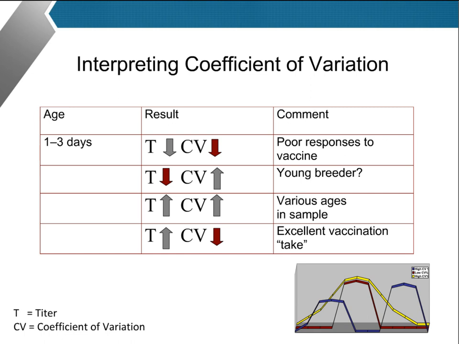And finally, a high titer and a low CV may be indicative of good vaccine take when the titers fall under the expected range of the baseline. If the titer is higher than the expected range, but with the low CV still, it could be indicative of a chronic phase of a field challenge.